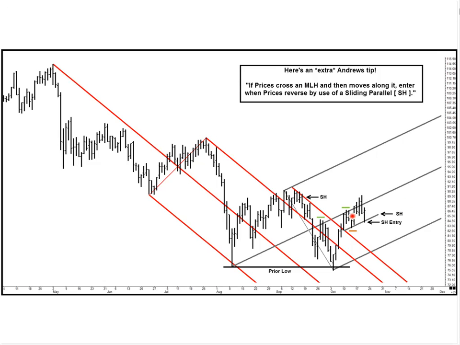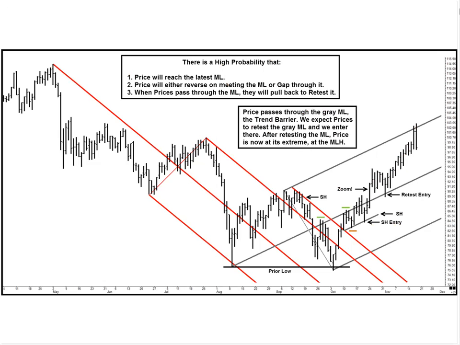Price comes up to the median line again. We're hoping for another pullback. Sometimes we get it, sometimes we don't, but if we do get it, we can get long at this sliding parallel, put our stop underneath this swing low right here. Beautiful minor swing low. Should be buyers now that we've crossed above the trend barrier. Here's a sliding parallel, here's our entry. Let's see what we get.